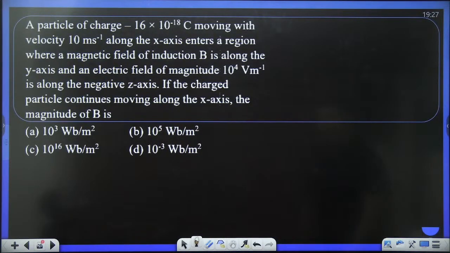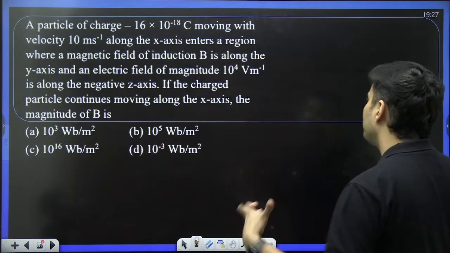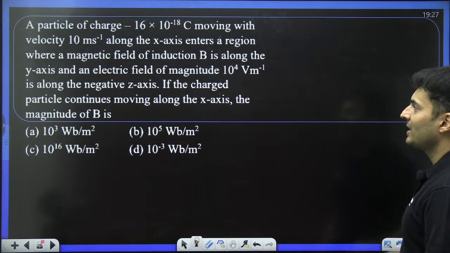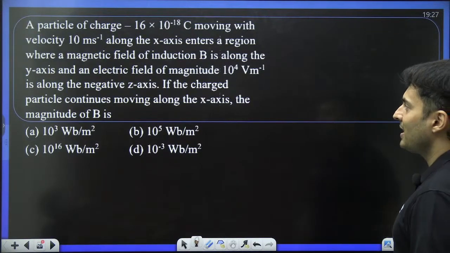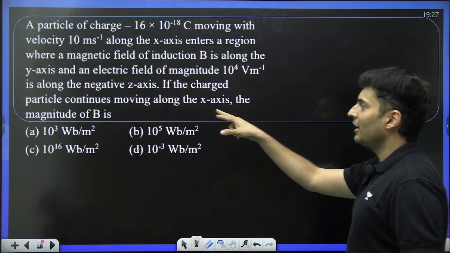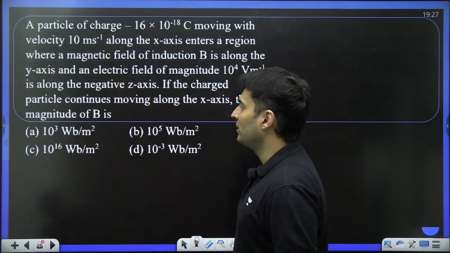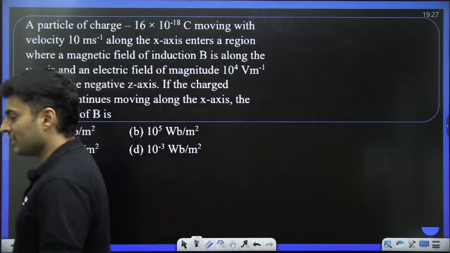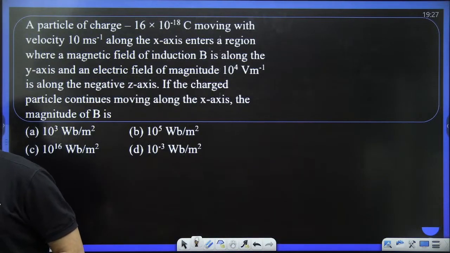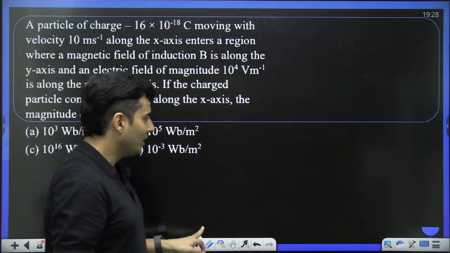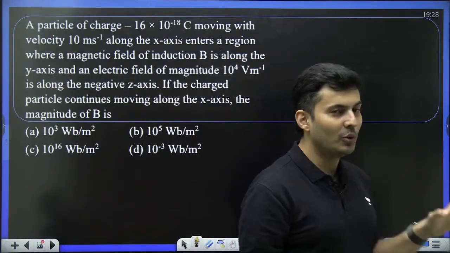Particle of charge this much moving with velocity this much enters a region of magnetic field along the y-axis and electric field along the z-axis. Charge particle continues to move along the x-axis. What's the magnitude of the magnetic field? That's the question. Come on, my dear warriors. What do you think is the correct answer? Think. What will you do?